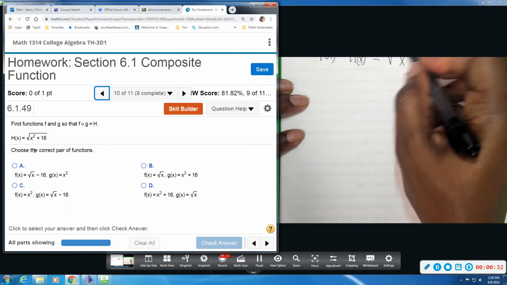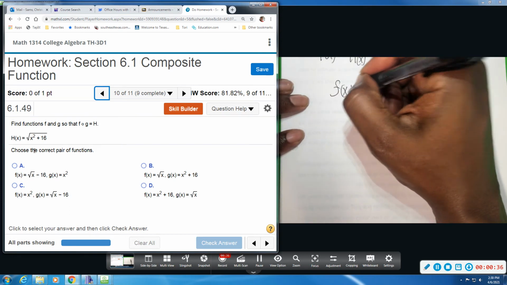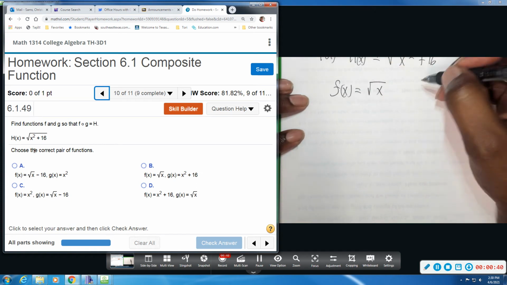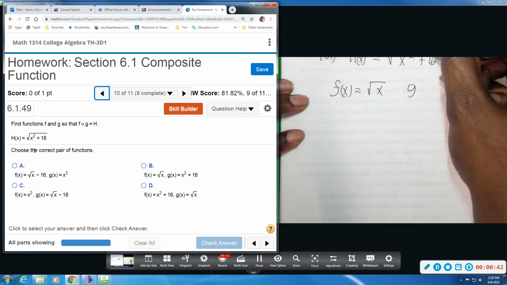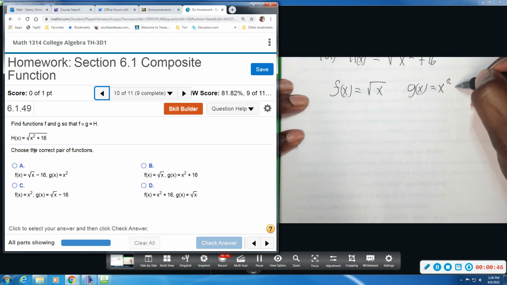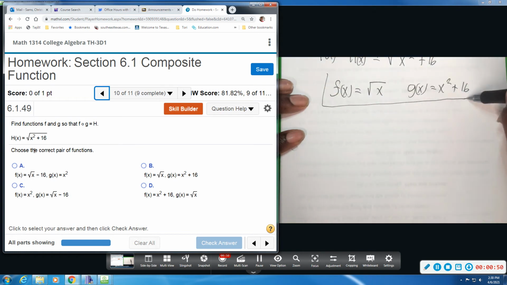All right, so the outside is the square root. So I can just say f of x equals the square root of x. That's the outside function. The inside function is everything else. So g of x equals x squared plus 16. That is the simplest way to write a composition of functions.